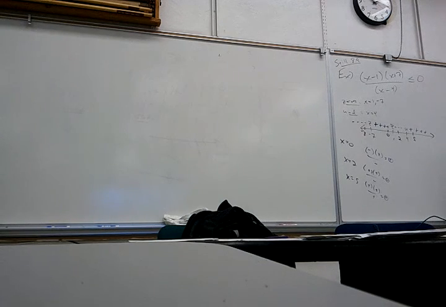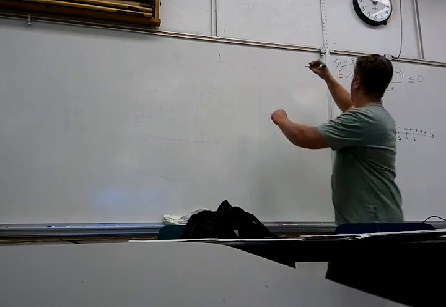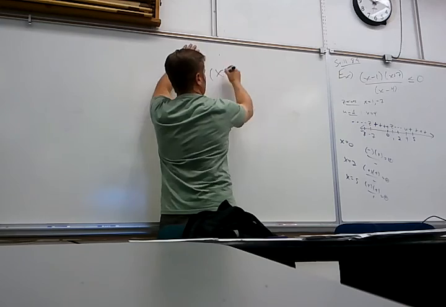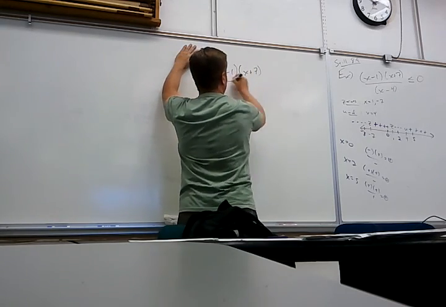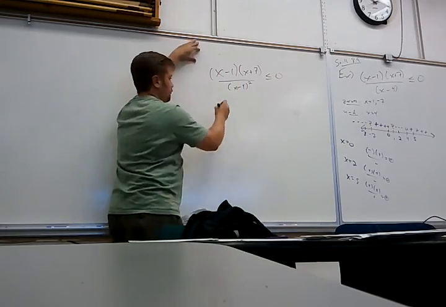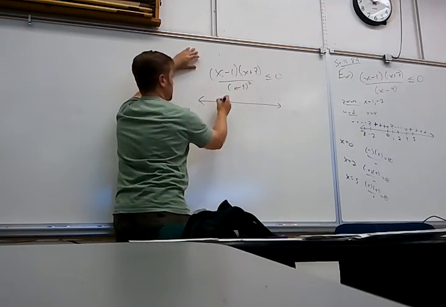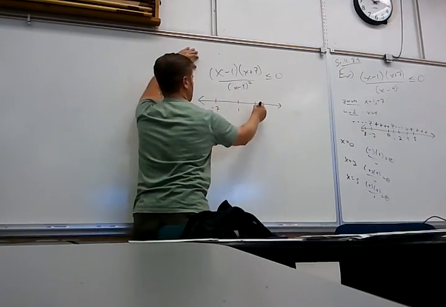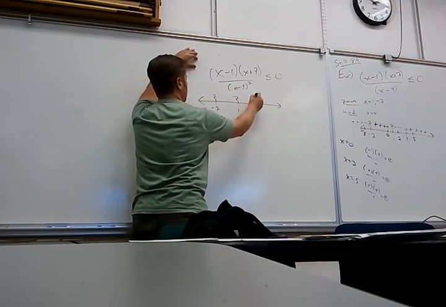Wait, what was the rule from before? The square. So if I put a square here, if I had this, undefined, it stays undefined, but it makes it positive. Let's investigate this real quick. I have all the same points I did before. It's still 0 here, 0 there, and undefined there.